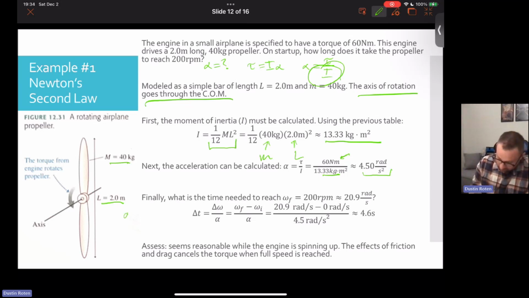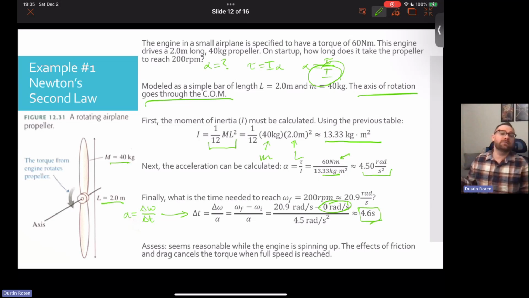You remember that angular acceleration is just the change in angular velocity over the amount of time it took to do that. So all I want to do here is solve for delta t. That's what we're after. From here it's going to be quite a simple physics problem. It's just the change in omega. We know it starts from rest, so that's 0 radians per second. Then we just plug and chug, and it turns out we get roughly 4.6 seconds. So this is about how long it takes to get to 200 RPMs.